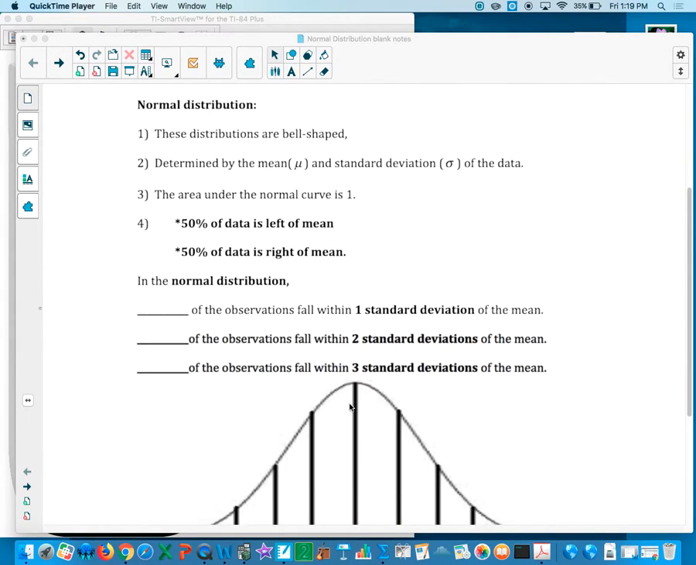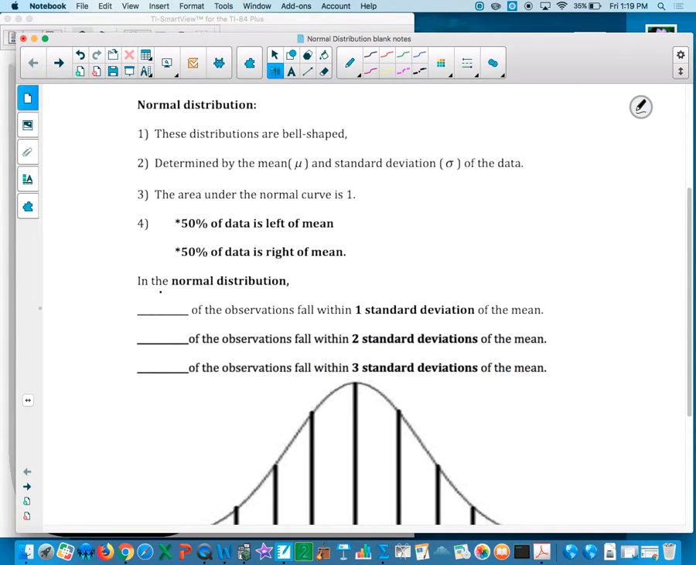And then we have 3 more general ones. 68% is within 1 standard deviation. 95% is within 2 standard deviations. And then not quite 100%, but 99.7% of the observations fall within 3 standard deviations of the mean.